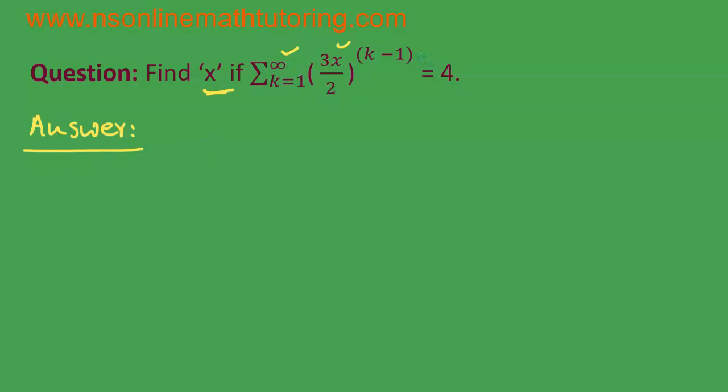So we will be getting the first few terms. K's starting value is 1. 1 minus 1, the power becomes 1 minus 1, that is 0. 3x over 2 to the power of 0 is equal to 1.